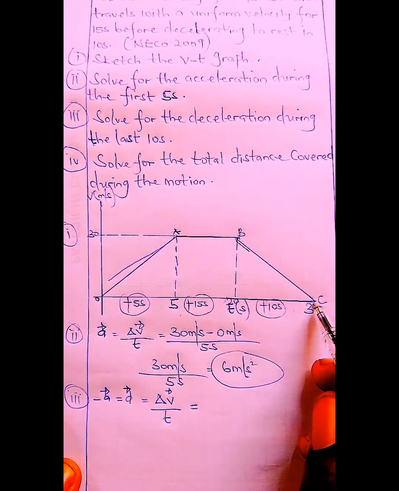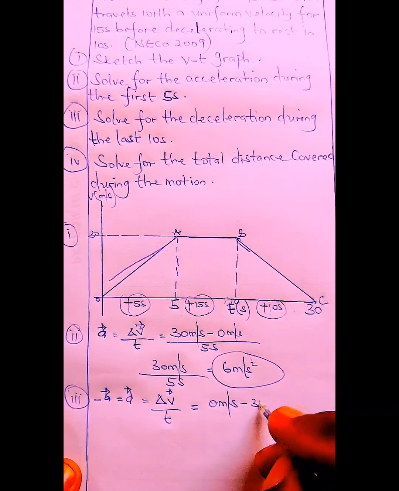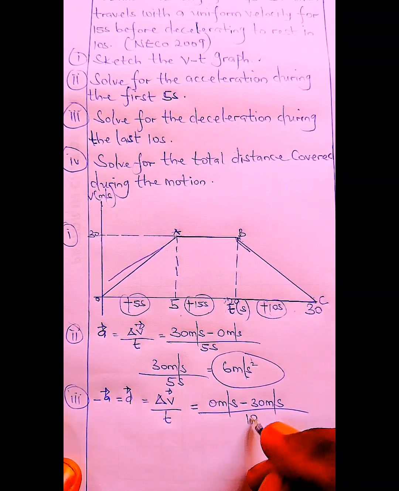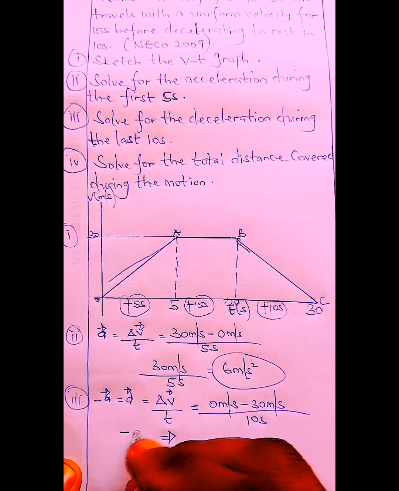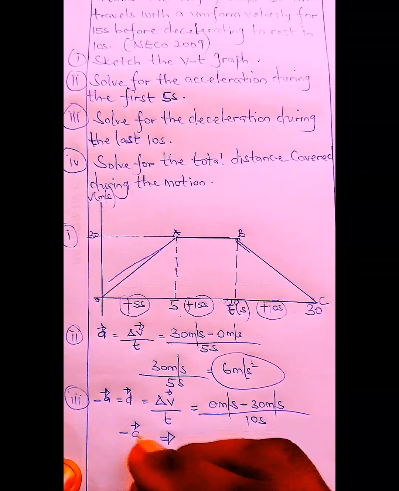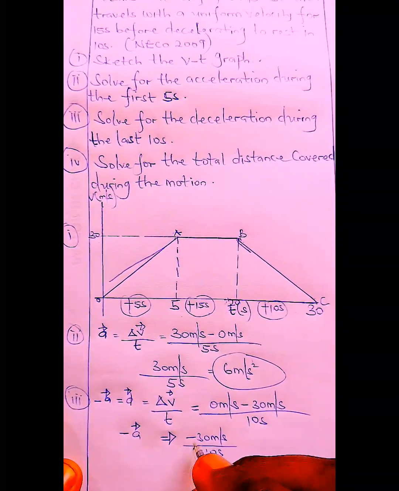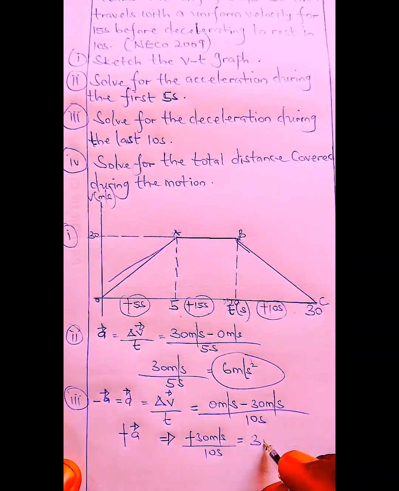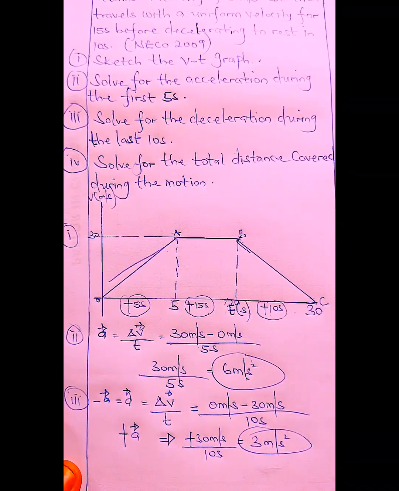So the new final velocity is 0 meters per second minus the initial speed, 30 meters per second, over the time, which is 10 seconds. So what do we have? 0 minus 30 meters per second over 10 seconds. Minus takes up minus. 10 into 10 is 1, 10 into 30 is 3. So it's 3 meters per second squared. That is our deceleration in the last 10 seconds.